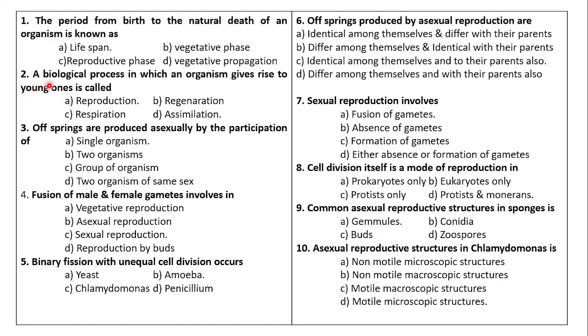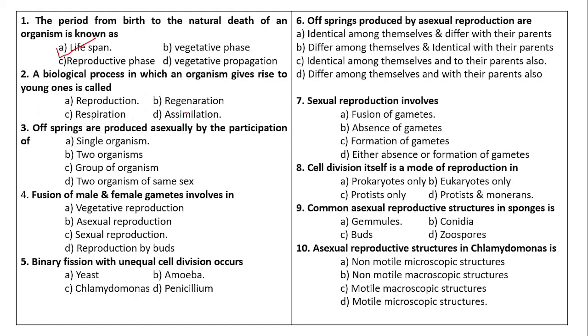So coming to the second question, I'll start marking the answers. The first one is lifespan. Then second: a biological process in which an organism gives rise to young ones is called. Option A, reproduction; option B, regeneration; option C, respiration; option D, assimilation.